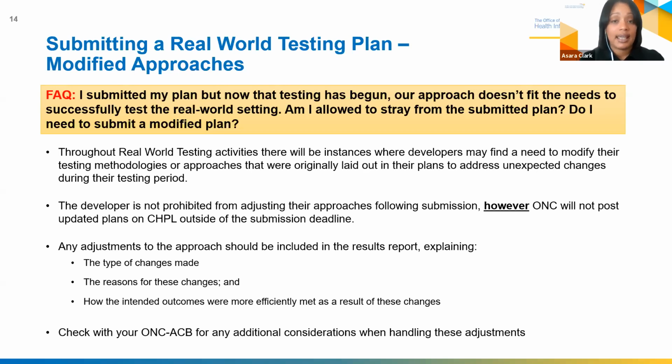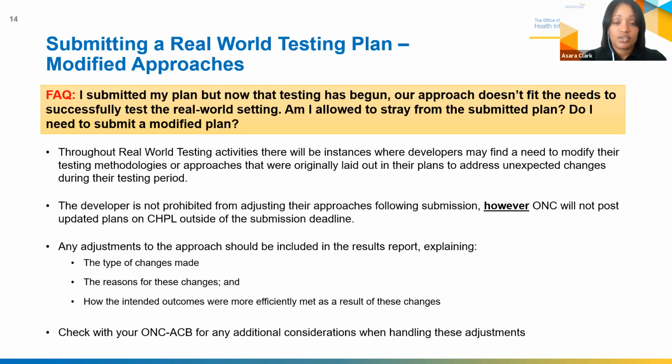Okay, we totally understand that as you're conducting real world testing, you may get into it and say, hey, we envision this working out, but it's not really giving us the results that we're looking for. And you can do so. You can modify your approaches. Although you're not prohibited from doing so, you're not required to submit a new plan. Okay, ONC is not going to post updated plans on Chapel. The plan that goes up on Chapel as of the December 15th deadline is the plan that's going to remain. And you're going to just have these adjustments made, and you're going to address them in your real world testing reporting. Okay, so you want to work with your ACB.